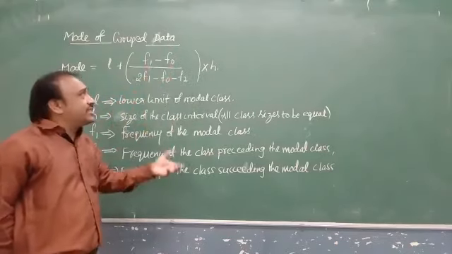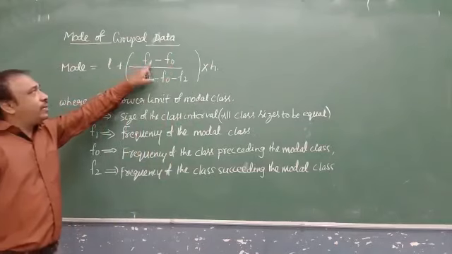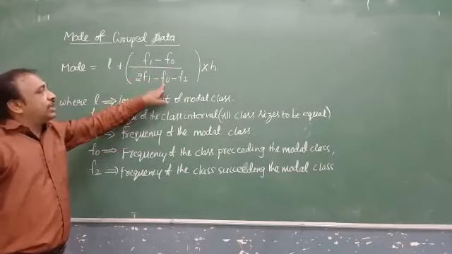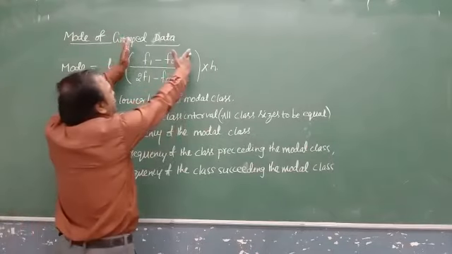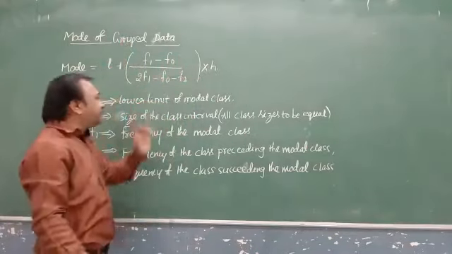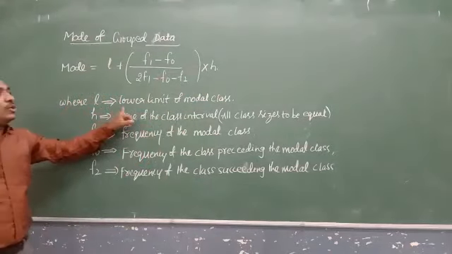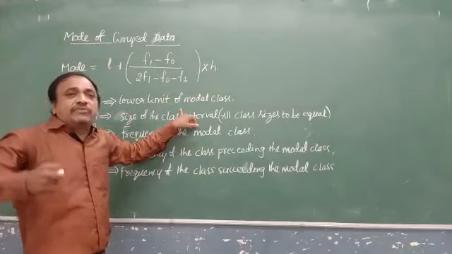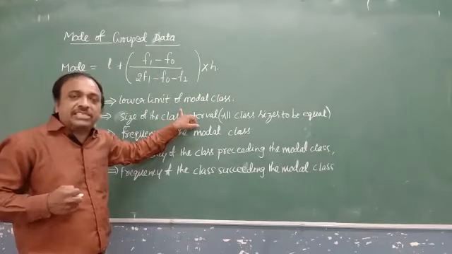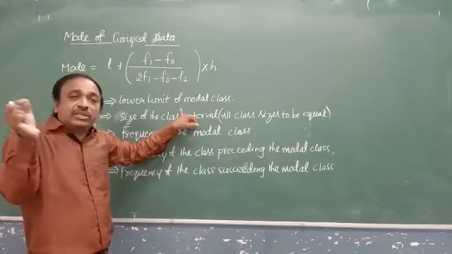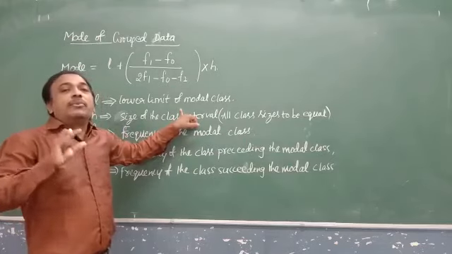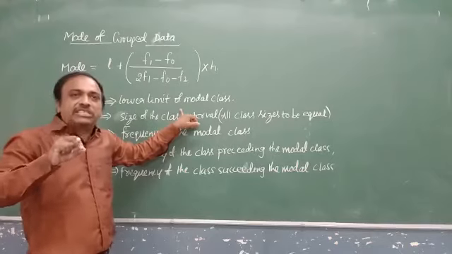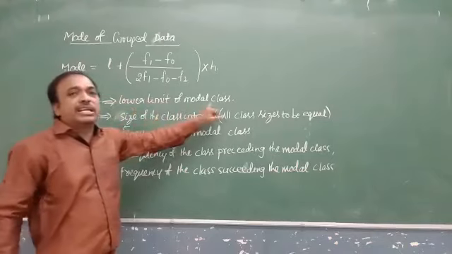What are all the terms? In the mode formula, L plus (F1 minus F0) by (2F1 minus F0 minus F2), these two terms are in the bracket, into H, where L is the lower limit of the modal class. Modal class is the class where you get the highest frequency in the given data; you have to underline that. That class interval is called the modal class interval, and its lower limit is the lower limit of the modal class.